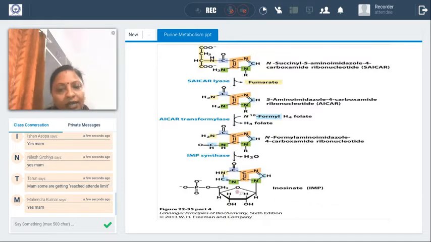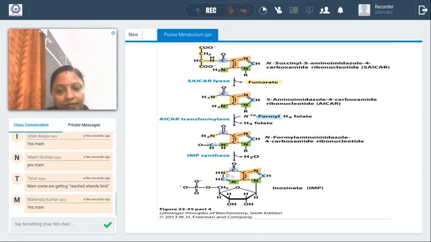What is inosinate? IMP is a nucleotide made up of inosine, that is the nucleoside, and the bioactive purine base. Here we can see the closure of the ring again, and carbon C2 in the purine ring comes from that N10-formyl H4 folate.